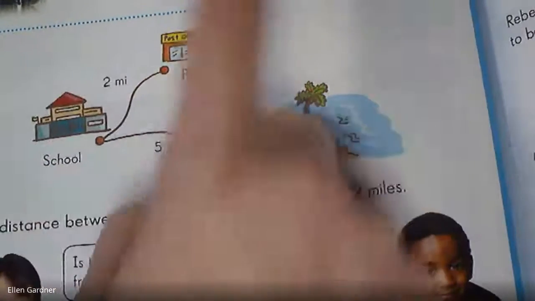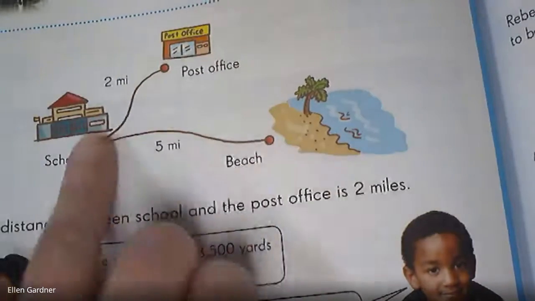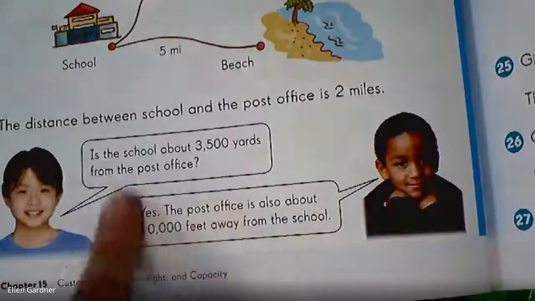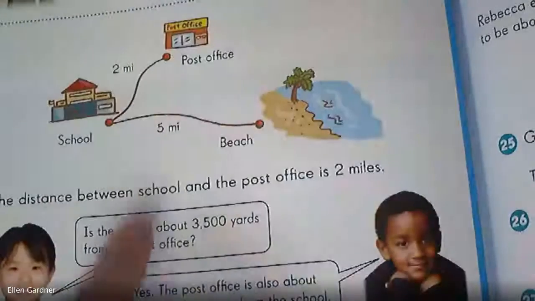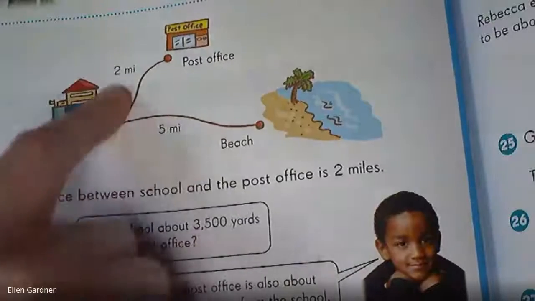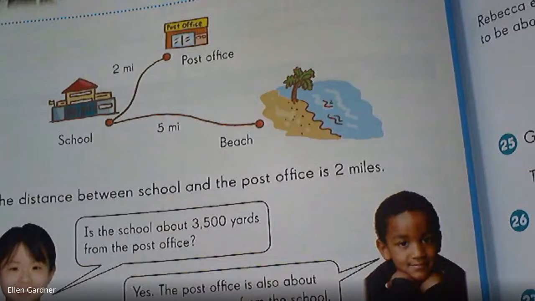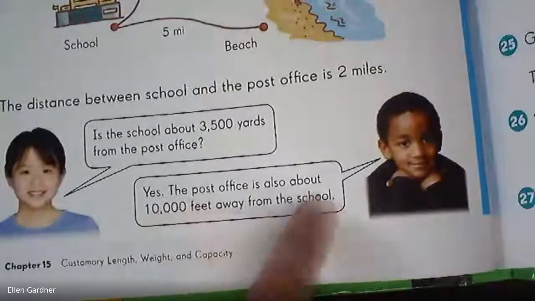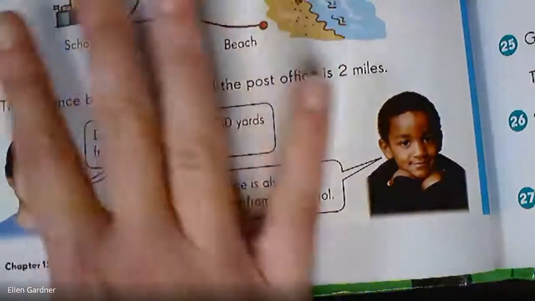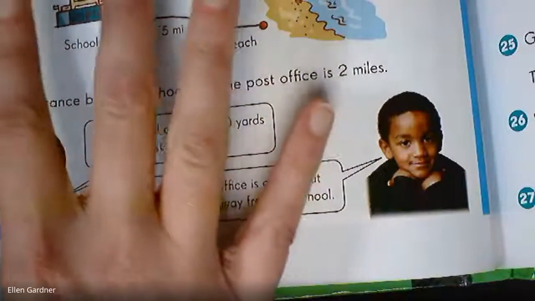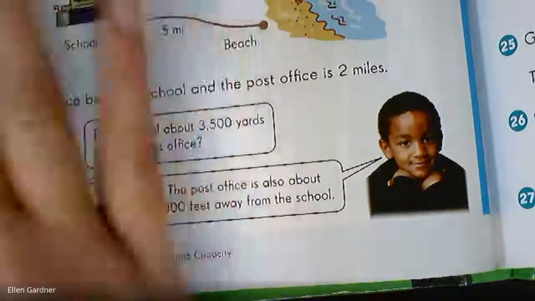In this picture, the school is 2 miles from the post office and 5 miles from the beach. It says, is the school about 3,500 yards from the post office? Would you say that's a good estimate, 3,500 yards? Yeah, that's about double 1,760. And then it says, yes, the post office is also about 10,000 feet. Because we could estimate that 1 mile is about 5,000 feet. That's an estimate. And double that would be 10,000 feet.